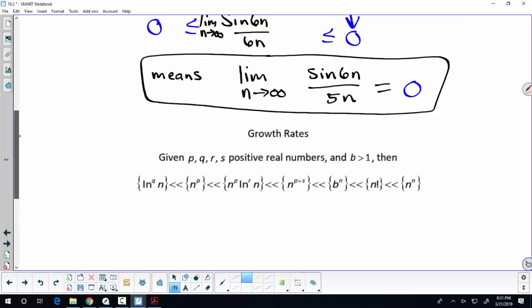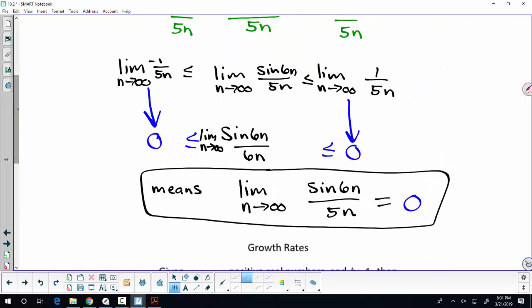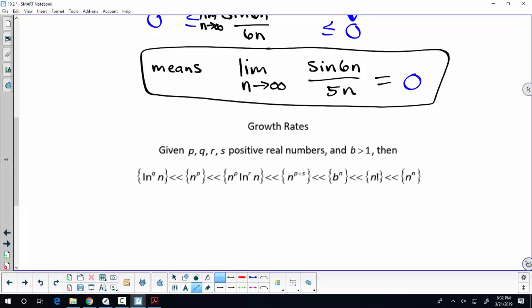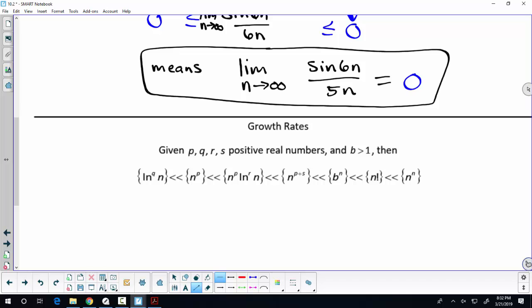Are there any other questions about that? Hopefully some of this stuff is review. One thing that probably didn't come up in Calc 1 was growth rates. We did? A little bit. Not like that, though.